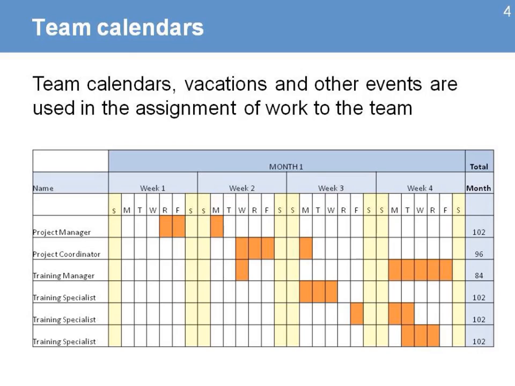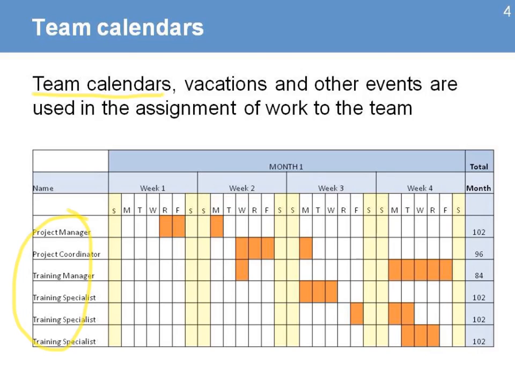The first level of information that you need is called the team calendars. Here's where we take note of all the vacations and any other events that are used in the assignment of the work to the team. So for each one of your team members, you need to ask them their selection of dates when they're going to be taking vacations or they are not going to be available for any reason to work on the project.